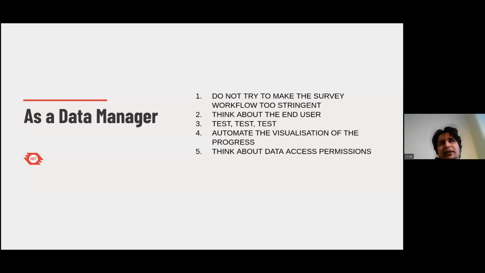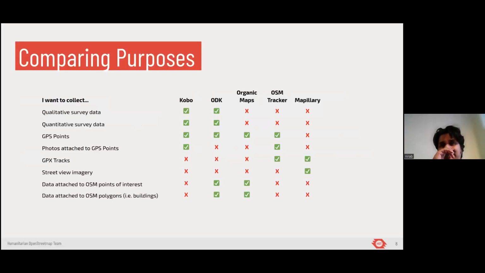And another thing that can make your life easier is, the amount of data that is coming, and the visualization, you can automate. There are a lot of tools around ODK that help to do that. And also think about who gets to see what data, because a lot of the data that you might be collecting could be private information. So think about access and the permissions. So this is it. So let's go to the tools.